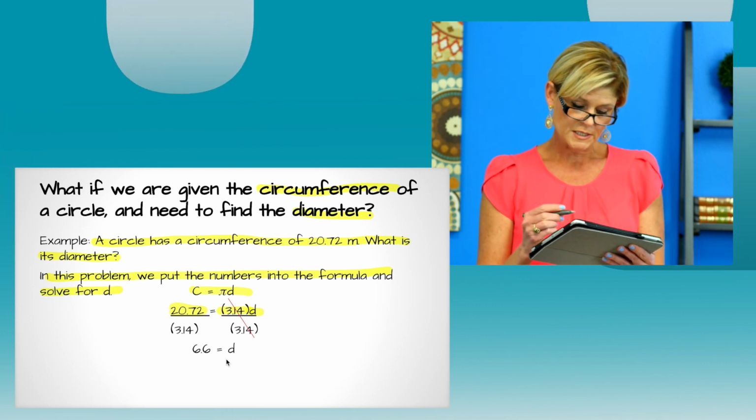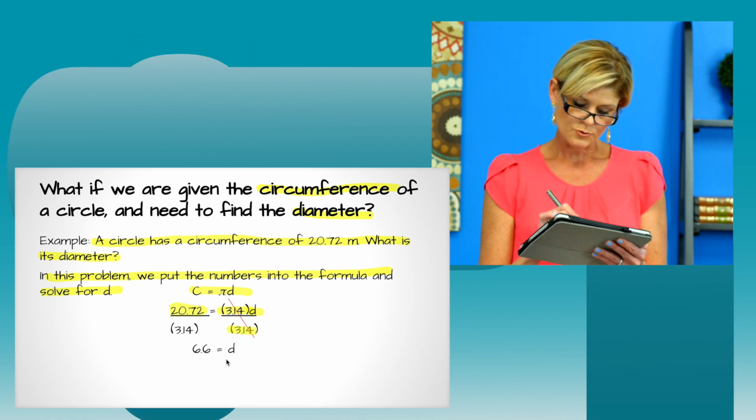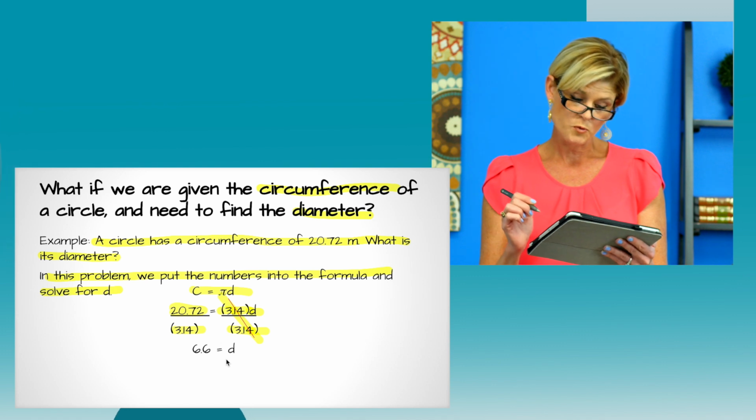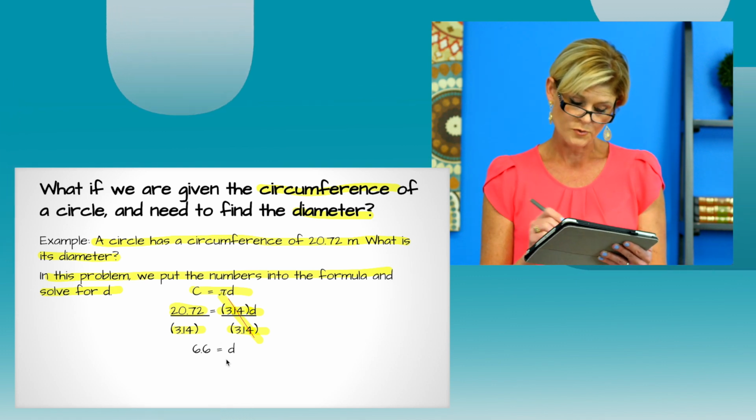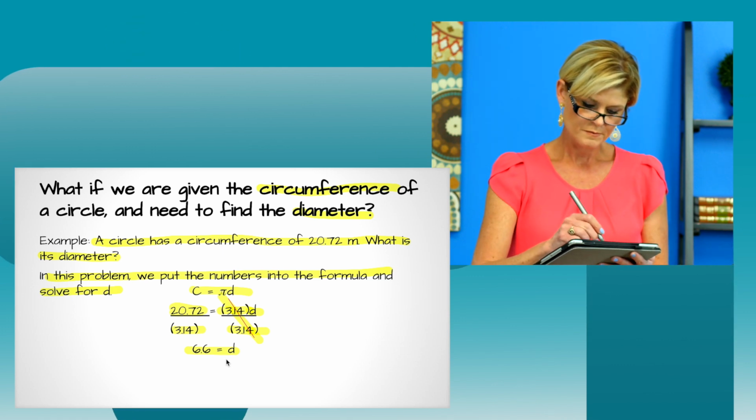Okay, so now all we need to do is divide both sides by 3.14. The 3.14s cancel out, and once I divide 20.72 divided by 3.14, I come up with 6.6, and that's my diameter.